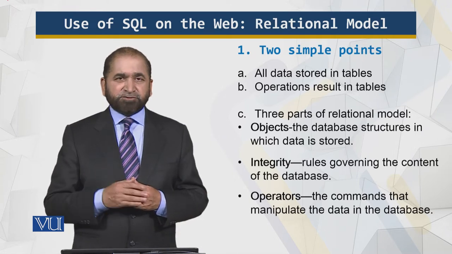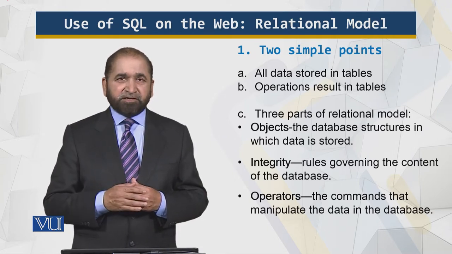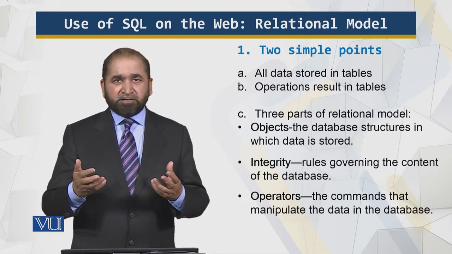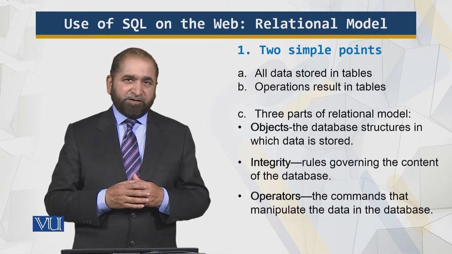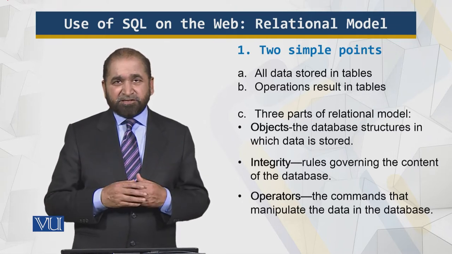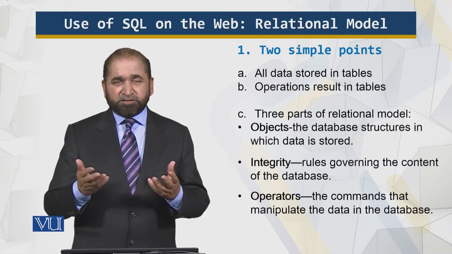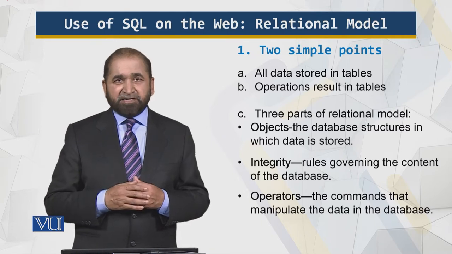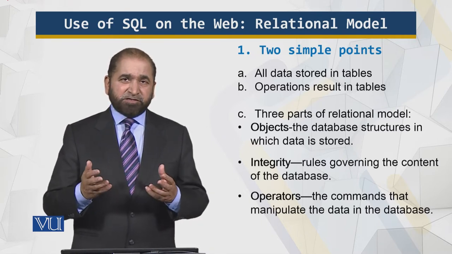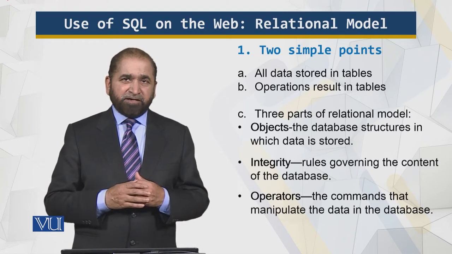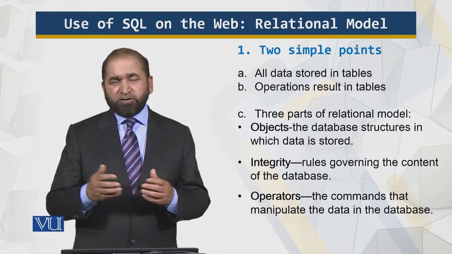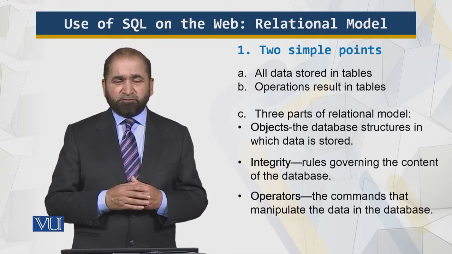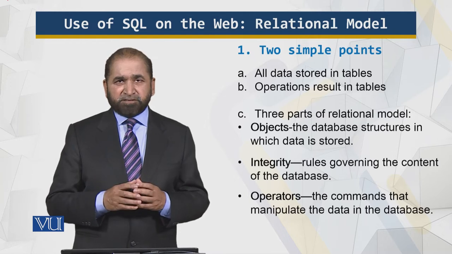So there are three parts of the relational model. First is the object. Object is whatever collectively constitutes a database: the relations, the tuples, the attributes, and so on. I will be discussing them in the next slide. And then is the integrity. The integrity is the rules which are behind the relational model. In this module, we will not be talking about those rules. In the subsequent modules, you just ensure that those rules are followed. We will not go into the basics of those rules.